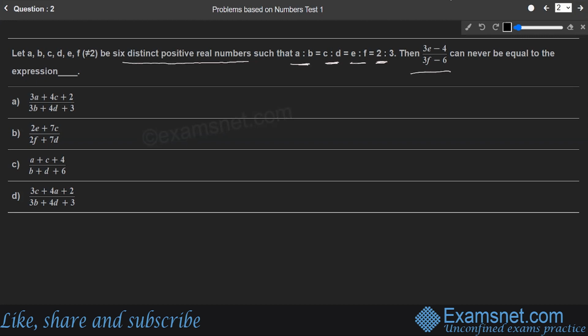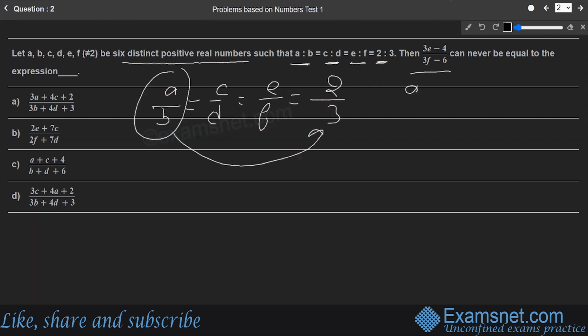As the numbers are not mentioned, but their ratios are mentioned, they say A by B is equal to C by D is equal to E by F is equal to 2 by 3. So we can relate these numbers. If A by B is equal to 2 by 3, then clearly we get the result that 3A is equal to 2B. So this is the first result, 3A is equal to 2B. This can be stated as equation number 1.